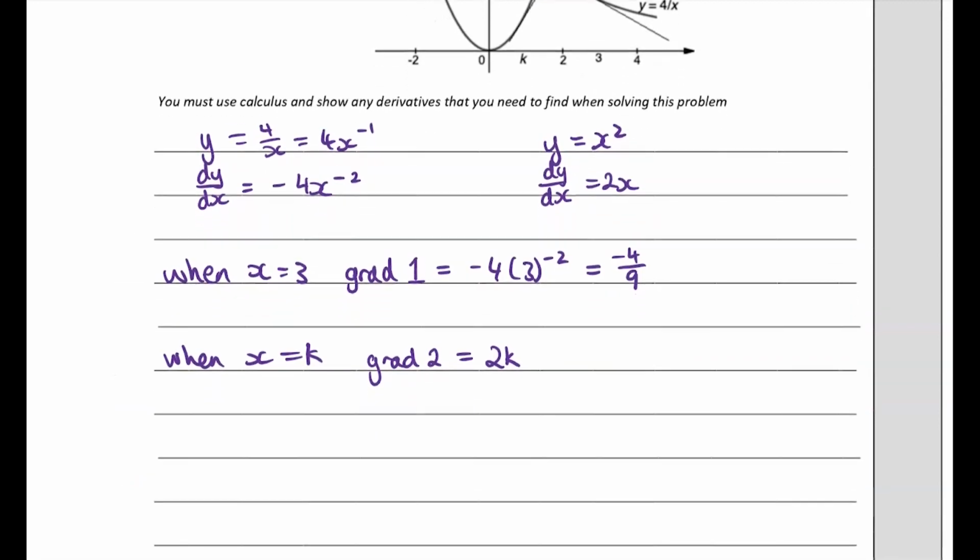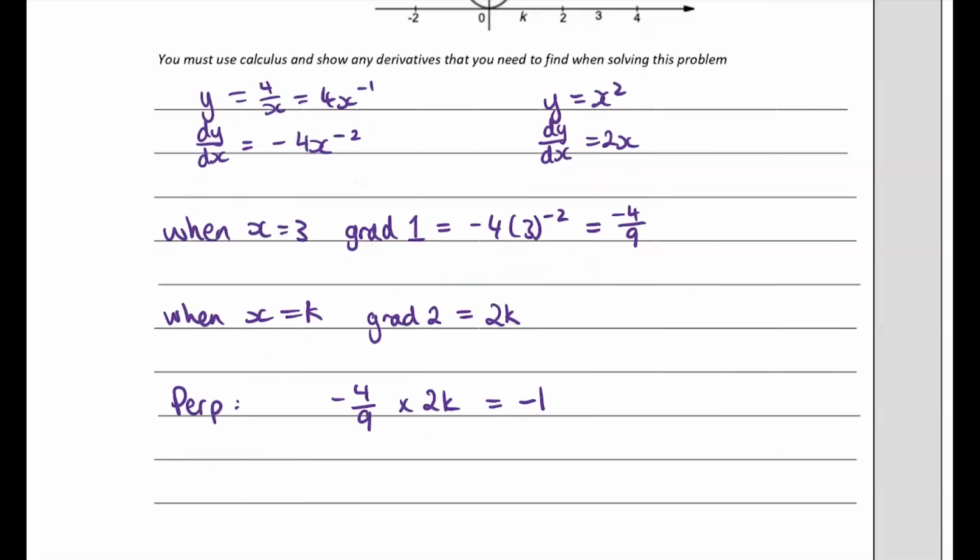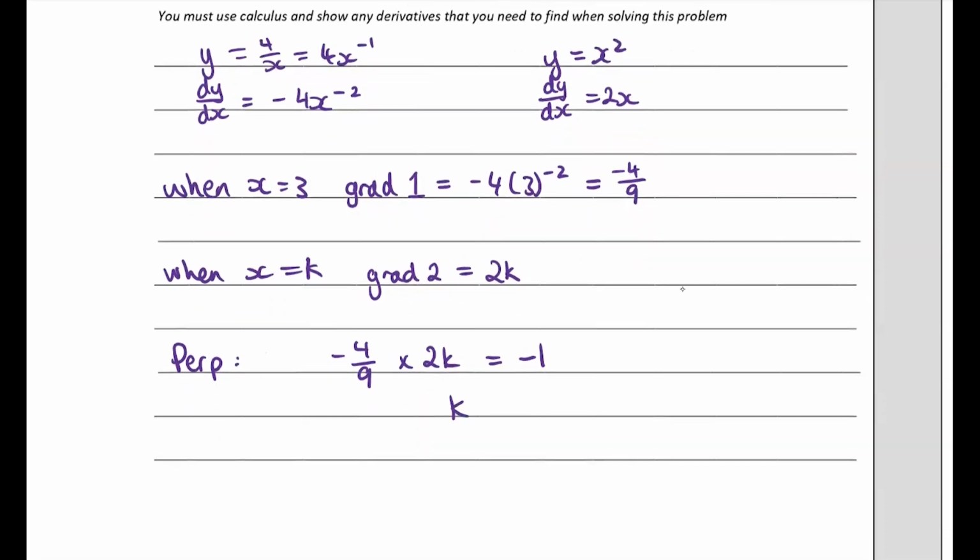Now, if they're perpendicular, it means that those two gradients multiplied together will equal -1. And if you rearrange to solve that, k has got to be 9 over 8, or 1.125.